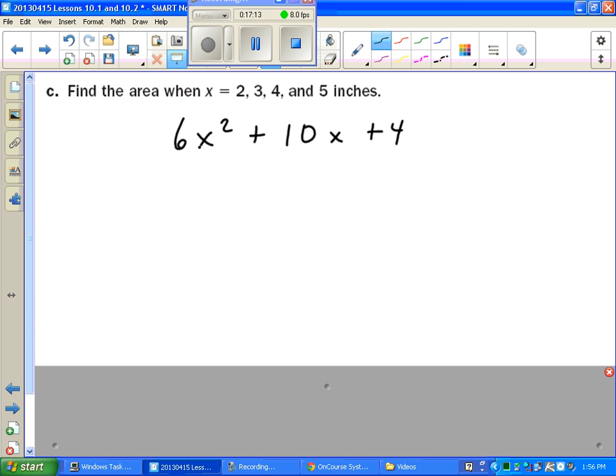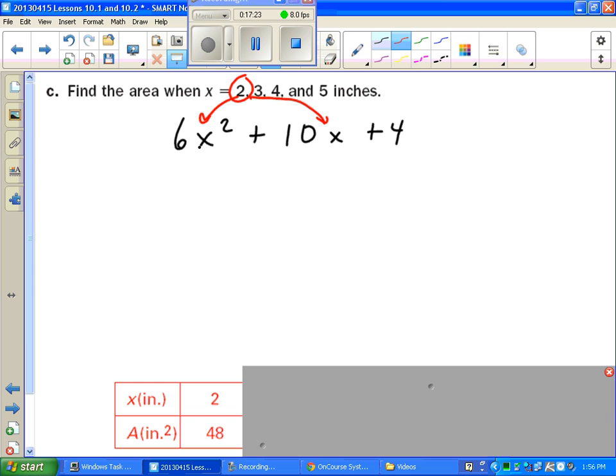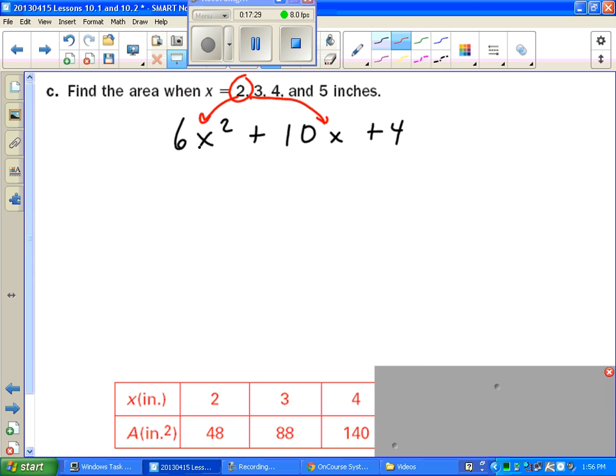Then all you have to do is plug in each of these values in place of x. So when you plug it in here and also here, you plug it in both spots, you get the value when it's 2, 48 inches is the area. When you plug in 3, you get 88 inches. 4, you get 140. And then finally 5 inches, you get 204 square inches when you're talking about the area of this entire picture with the frame.